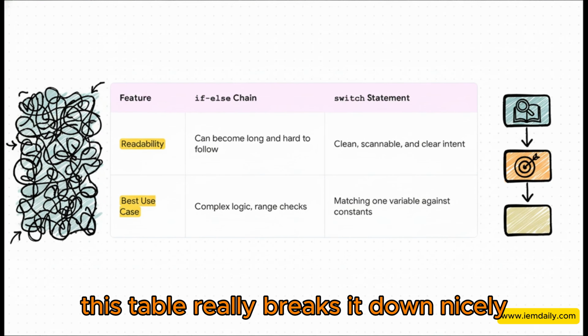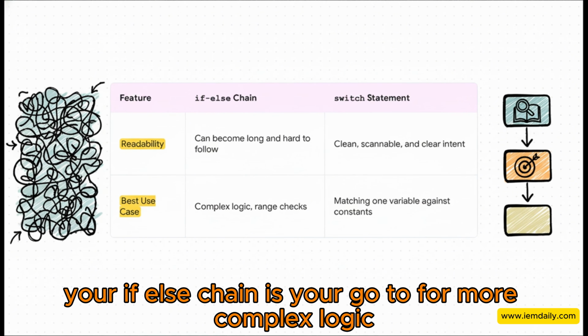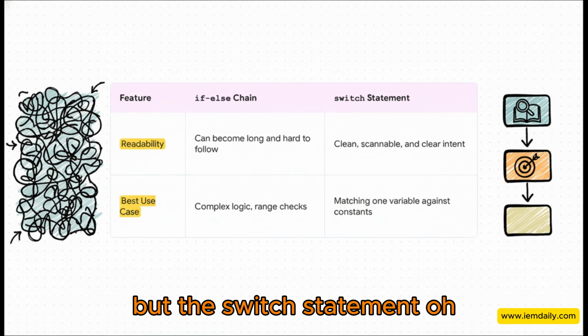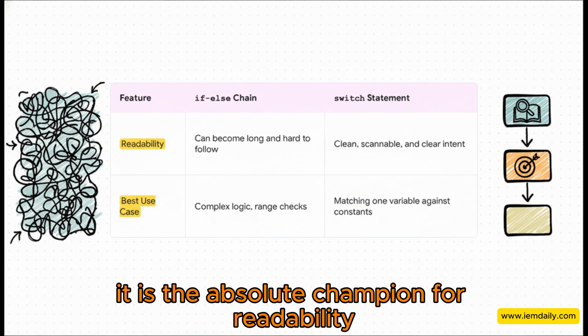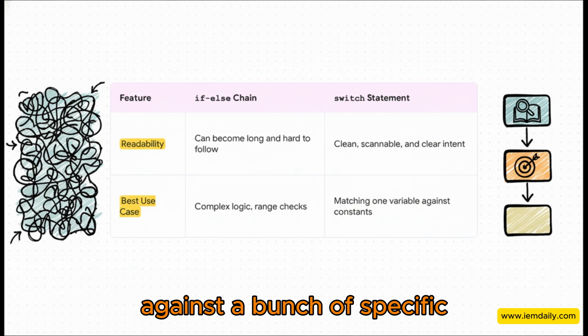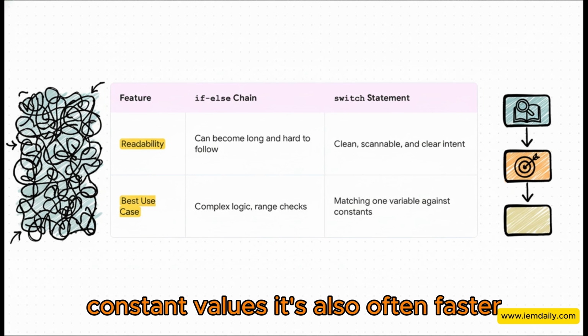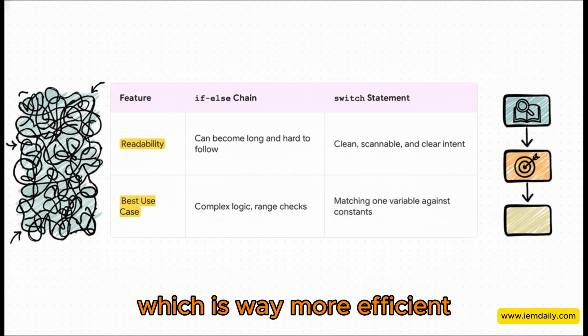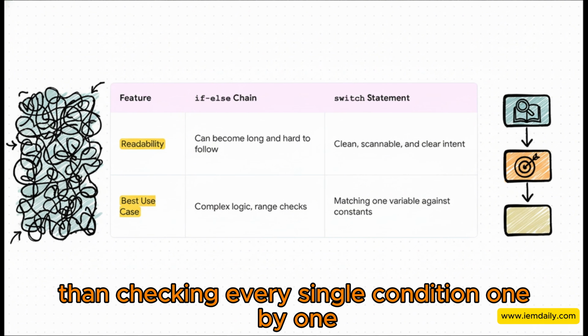This table really breaks it down nicely. Your if-else chain is your go-to for more complex logic, like checking ranges, is x greater than 5 and less than 10? But the switch statement, it is the absolute champion for readability when you're just matching one single variable against a bunch of specific constant values. It's also often faster because the compiler can sometimes optimize it into something called a jump table, which is way more efficient than checking every single condition one by one.